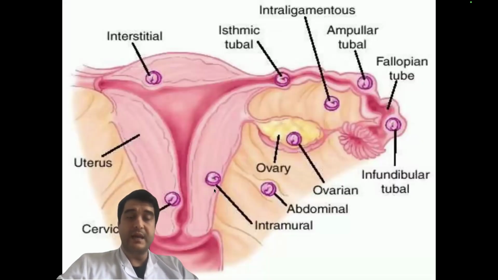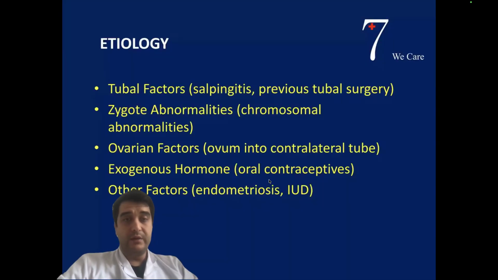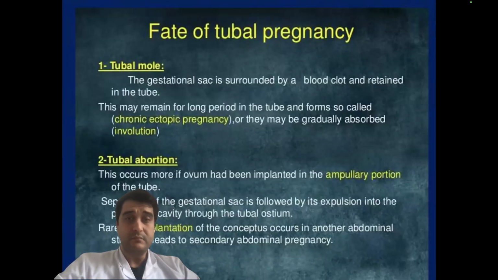You can see the types of ectopic pregnancy. It may be interstitial, cervical, isthmic, ampullary, intraligamentous, infundibular, tubal. It may be an ovarian ectopic pregnancy or an abdominal ectopic pregnancy. Etiology is tubal factors, zygote abnormalities, ovarian factors, exogenous hormones, and other factors.